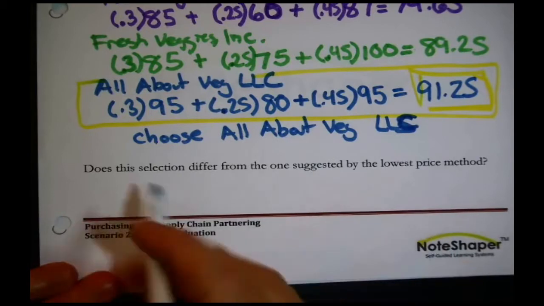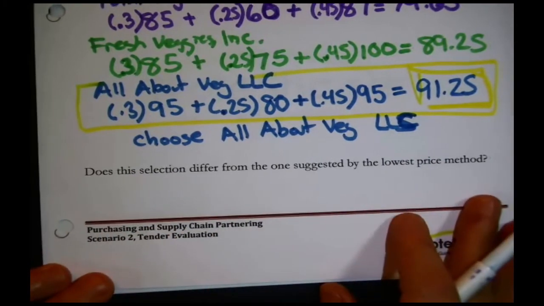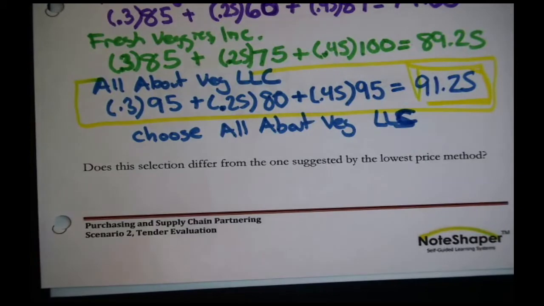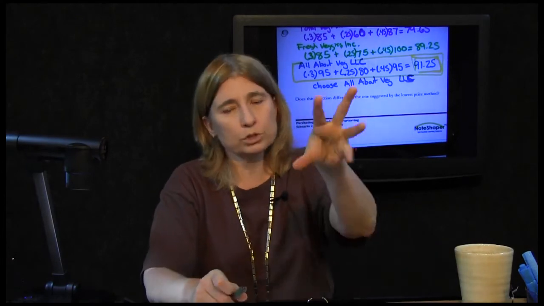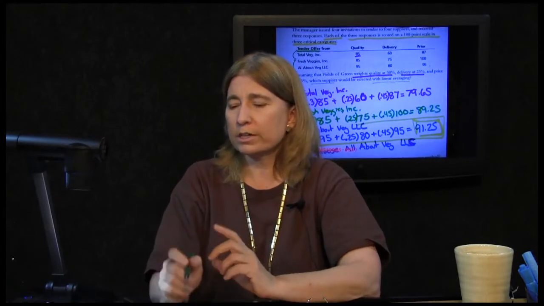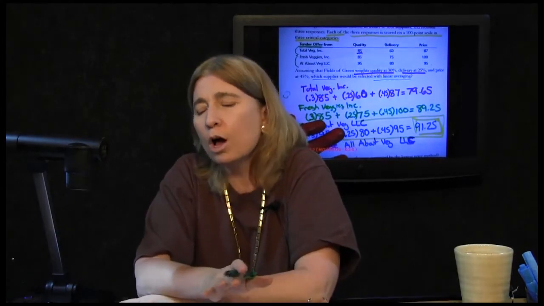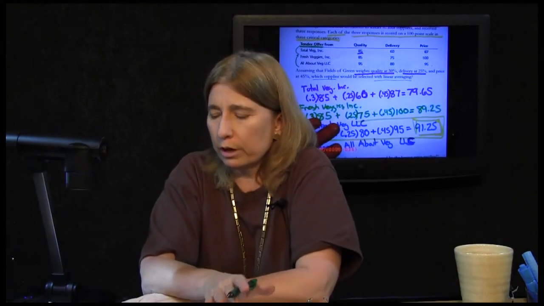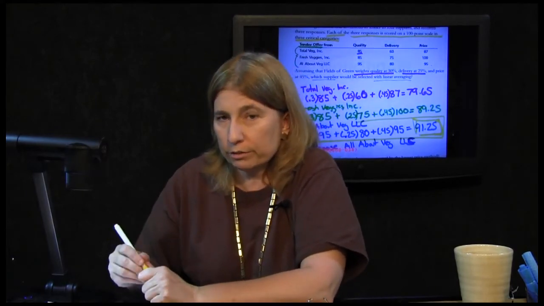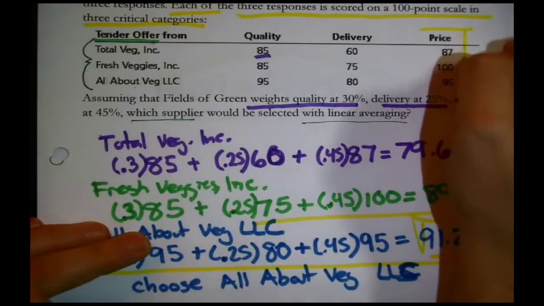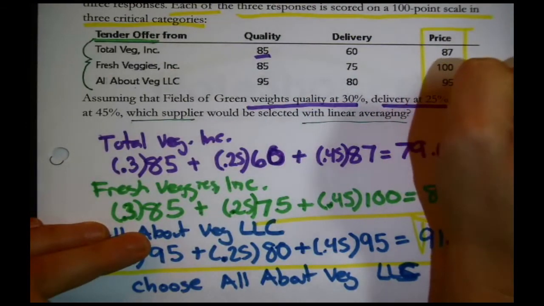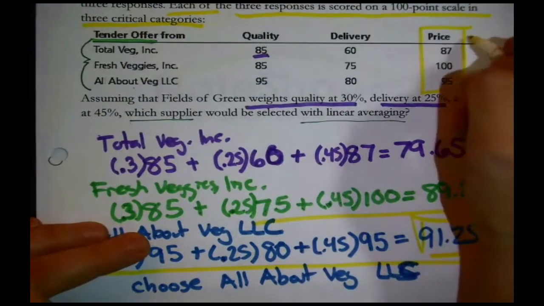Now, there's another question snuck in down across the bottom, and it says, does this selection differ from the one suggested by the lowest price method? The lowest price method is obvious: you select the tender offer from the supplier that's giving you the best price. This is pretty simple, but we do want to not become unnecessarily confused. If we were using the lowest price method, we'd only be looking at that data. We don't care about quality. We only care about price.